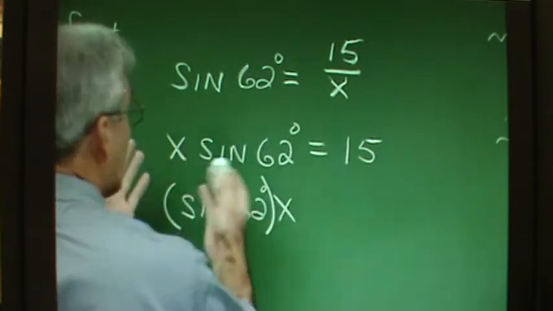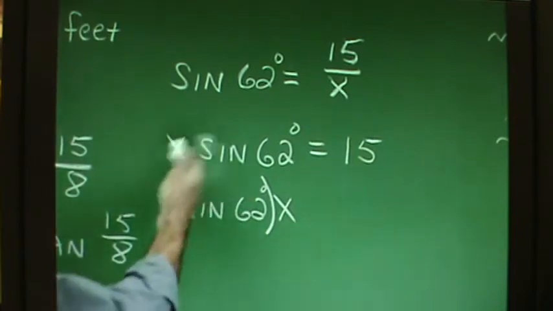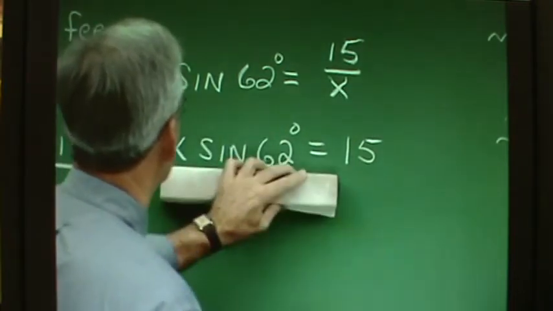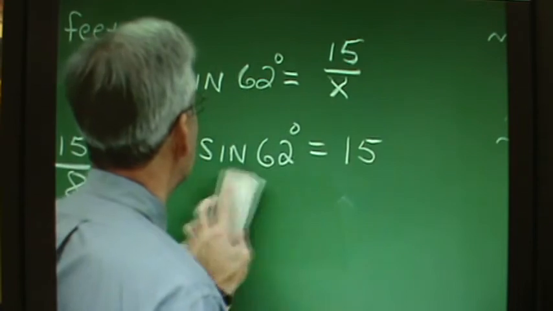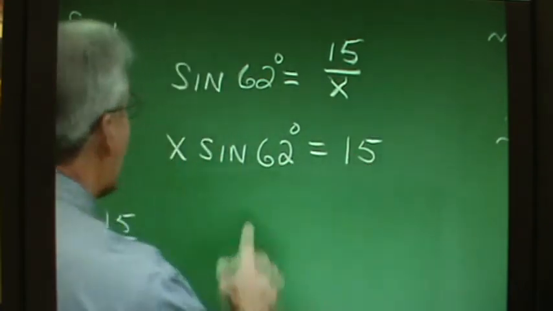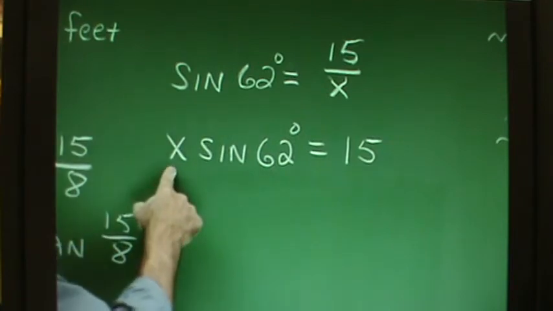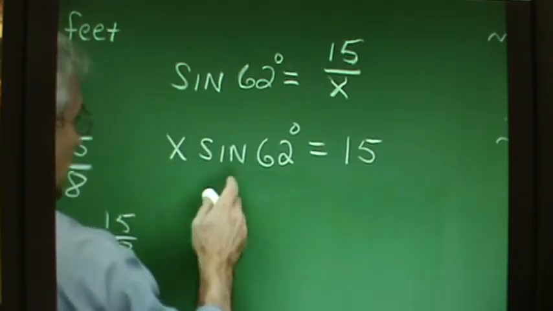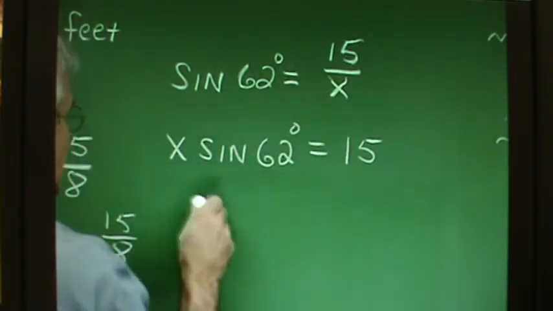But writing it this way, you don't need that parenthesis. Anyway, this is kind of a preferred way to do it. All right, now let's realize that sine 62 degrees is just a number in the calculator. So we have a coefficient of x here on the left side. And what do we do with coefficients? We divide on both sides by them.